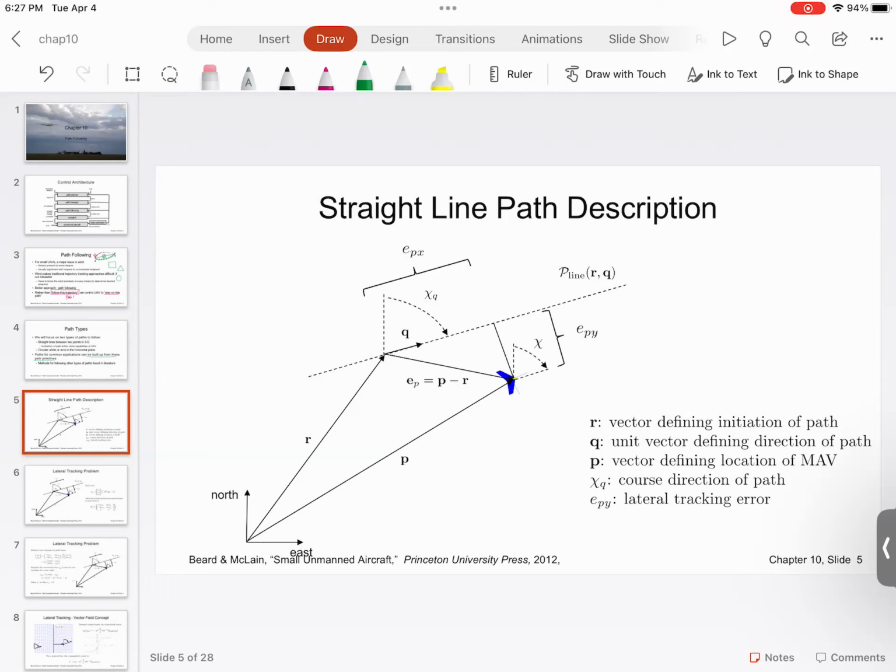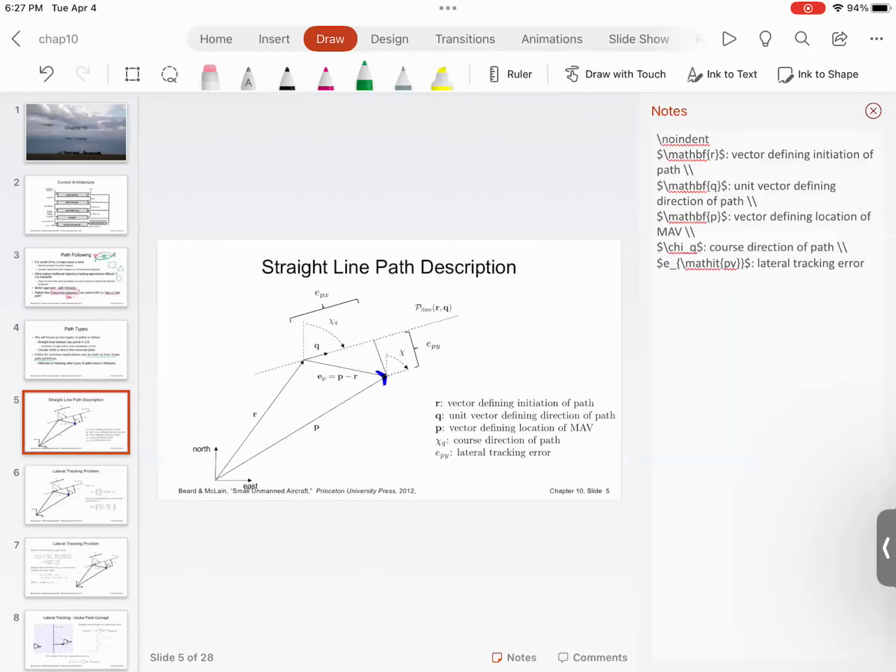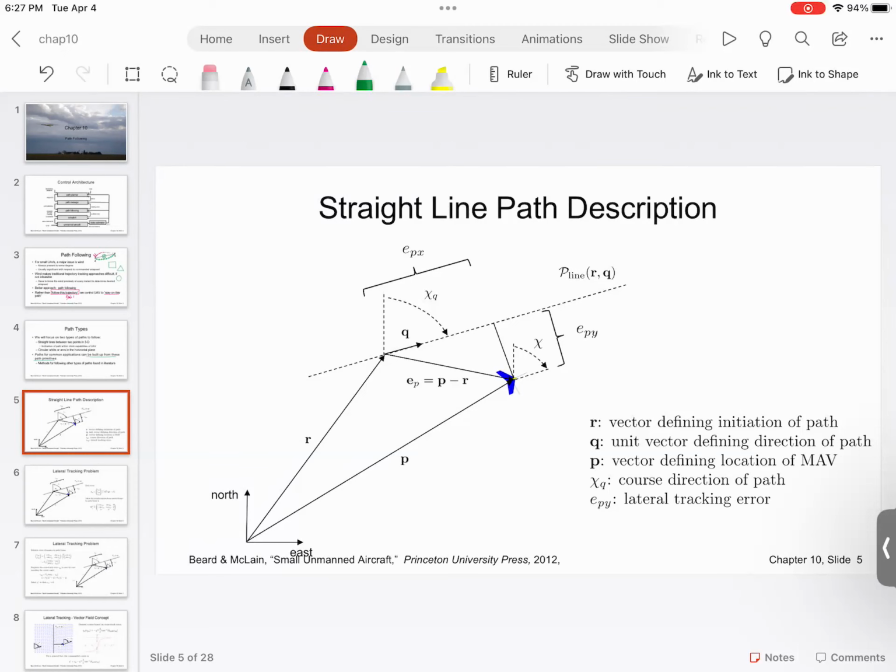So mathematically, if I want to define the path, I would like to define that with respect to two vectors. So I have a vector R and then I have a vector Q. These two vectors are needed to mathematically define the path. R vector shows you where the path is beginning, and vector Q shows the direction cosine. It only shows in this direction my UAV needs to go.